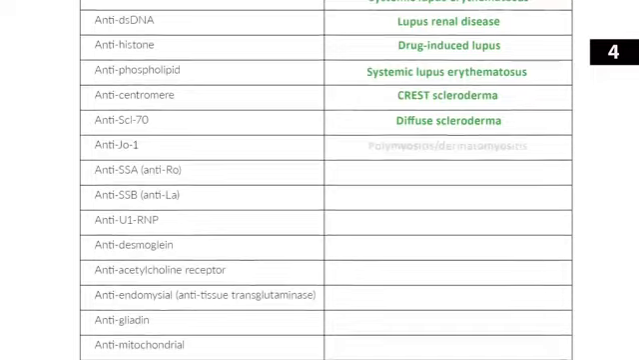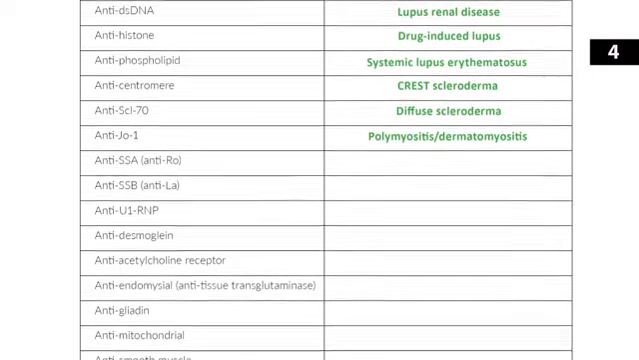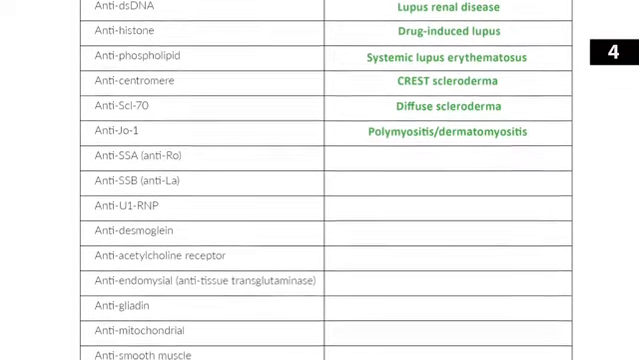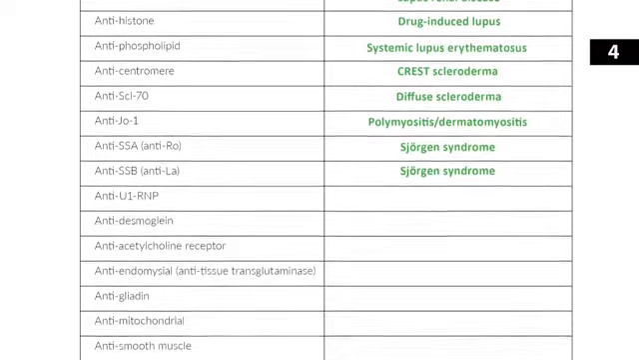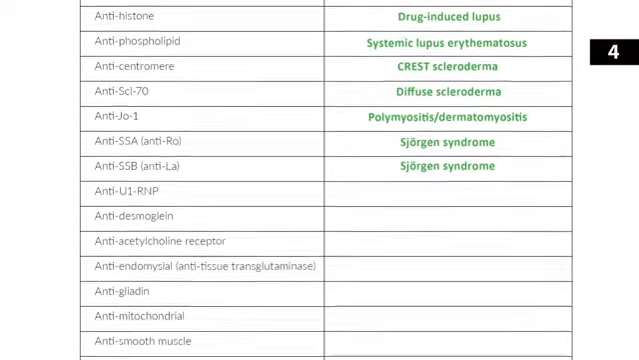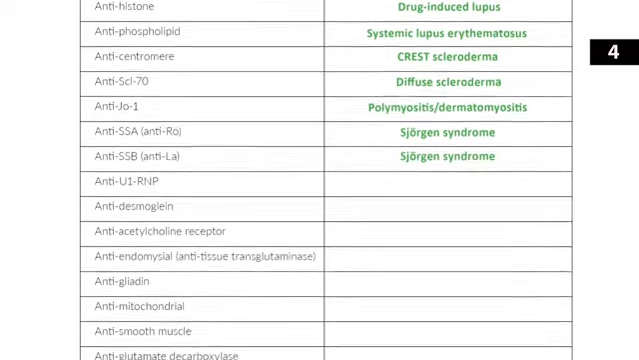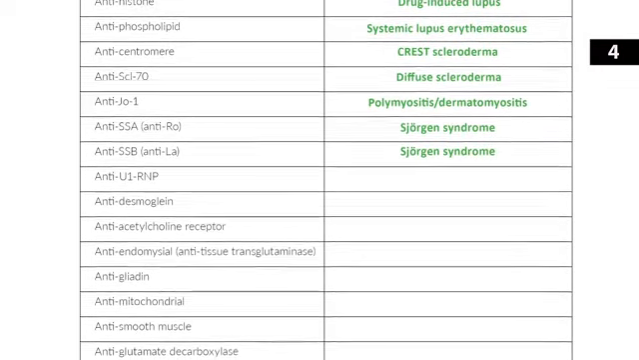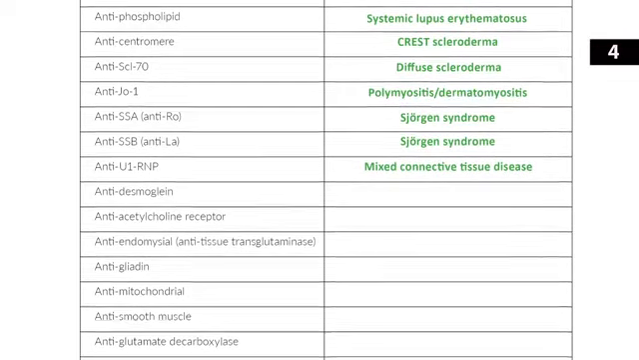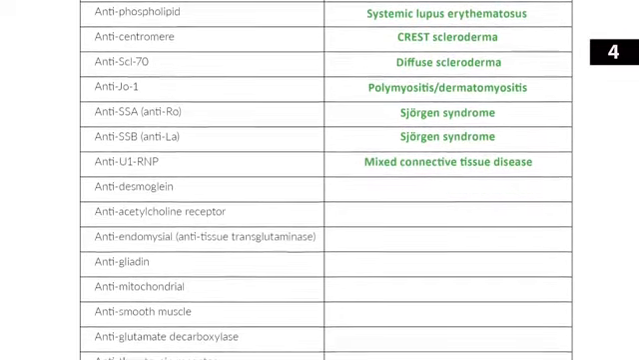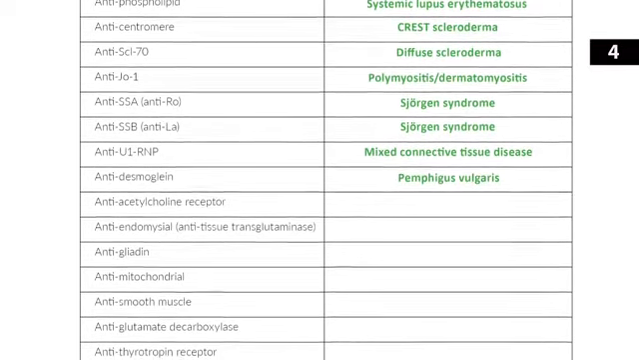Anti-Jo-1 is seen with polymyositis and dermatomyositis. Anti-SSA and anti-SSB. Remember, SS is for Sjogren's syndrome, SSA is anti-Ro, and SSB is anti-La. There's an antibody called anti-U1-RNP, ribonucleoprotein, which is seen in mixed connective tissue disease. And the next one is from dermatology, which is anti-desmoglein, seen in pemphigus vulgaris.